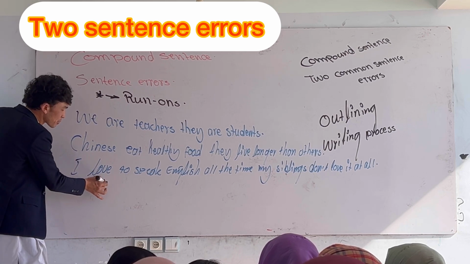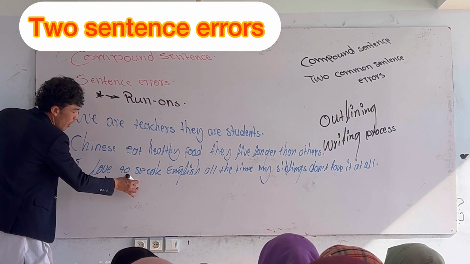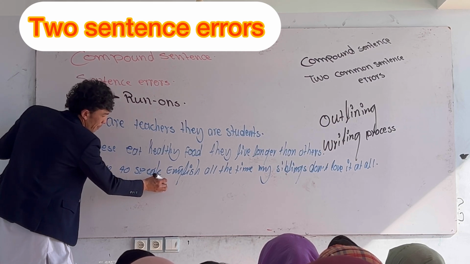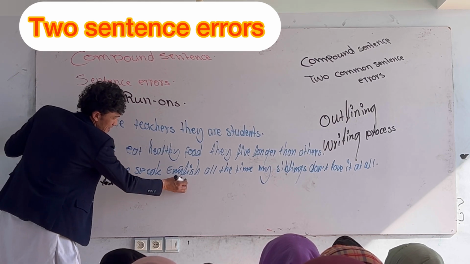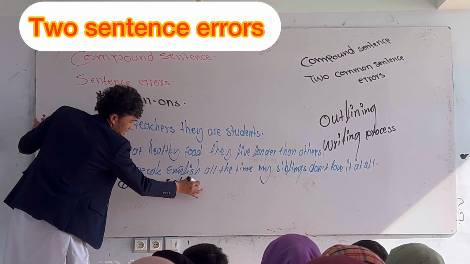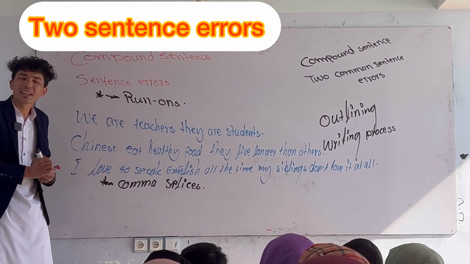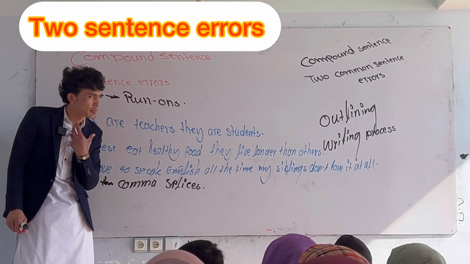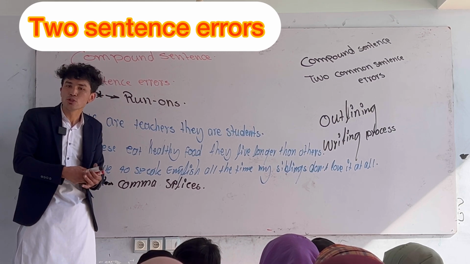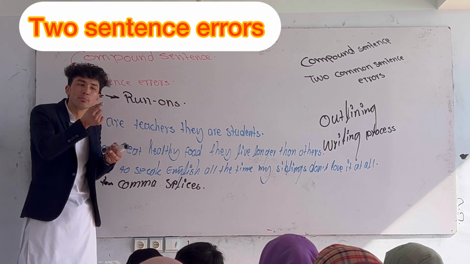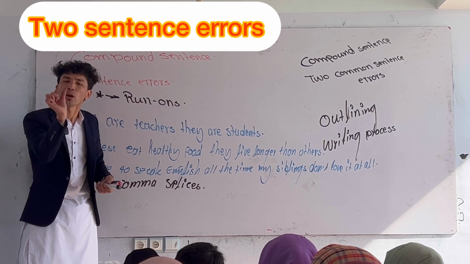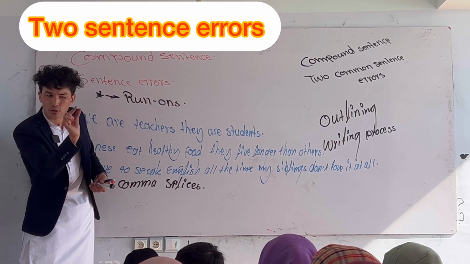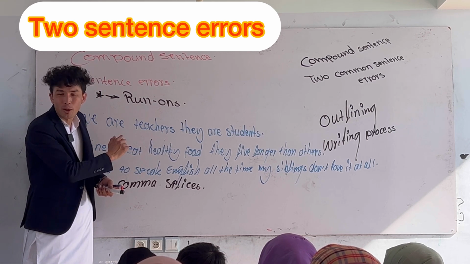The second sentence problem can be what? Comma. Do you know comma? What is comma? It is a punctuation mark. Okay, got it. The second kind of common problem is called what? Comma splices. What is comma splices? Comma splices is joining two simple sentences in order to make a compound sentence by using only a comma. This is called comma splices.